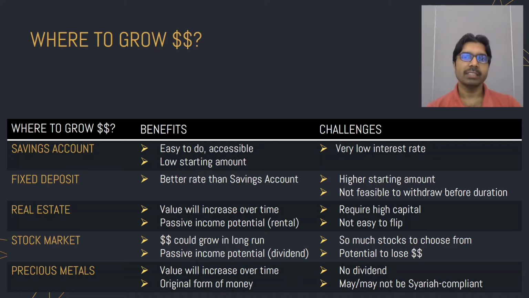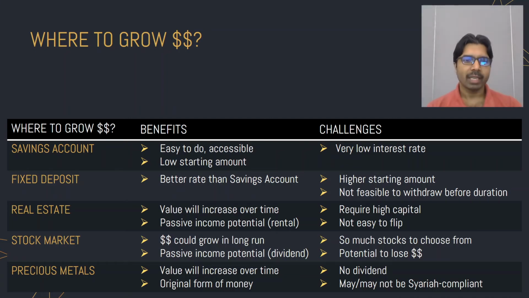But of course, the challenge here is how to identify good businesses. This is where we need to do a lot of reading and a lot of study. That's where the challenge lies when it comes to investing in the stock market. And if we choose the wrong stocks to begin with, our hard-earned money will go to zero very fast. So this is the challenge when it comes to investing in the stock market.